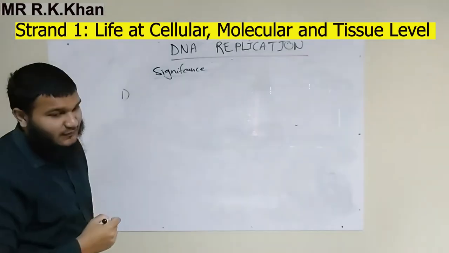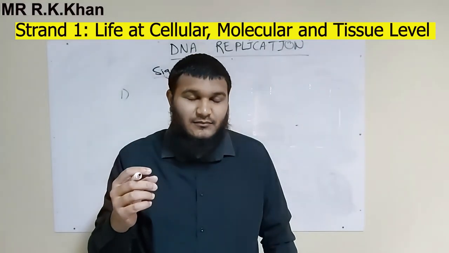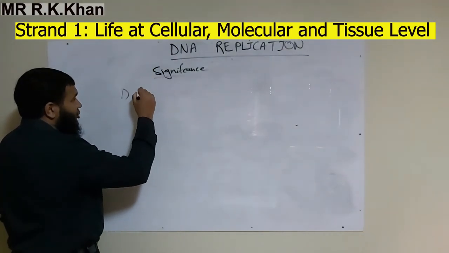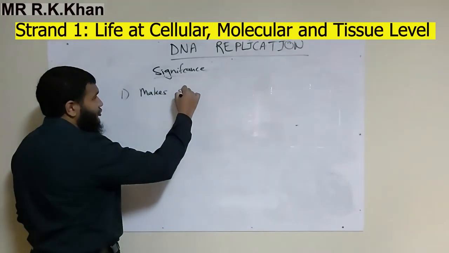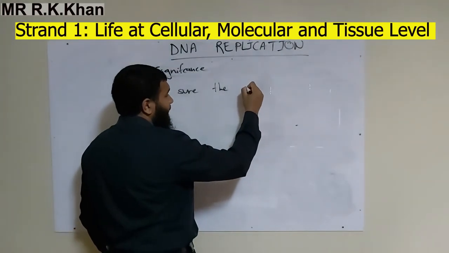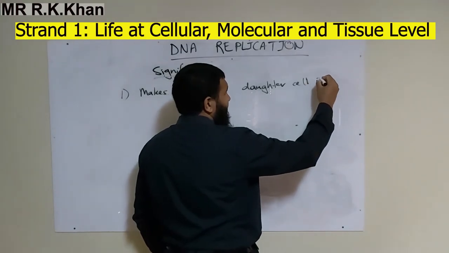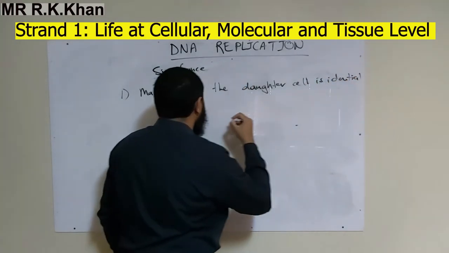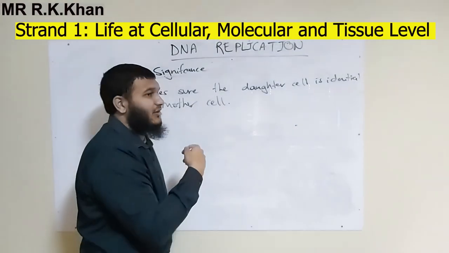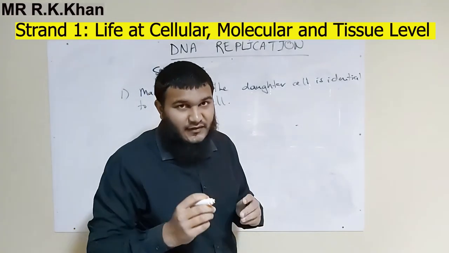The first significance is that DNA replication ensures that the daughter cells in mitosis will have the identical DNA makeup as the parent cell. To simplify that sentence, it makes sure the daughter cell is identical to the mother cell. So if the mother cell in a human body has 46 chromosomes, the daughter cell must also have 46 chromosomes. That is basically what that means.